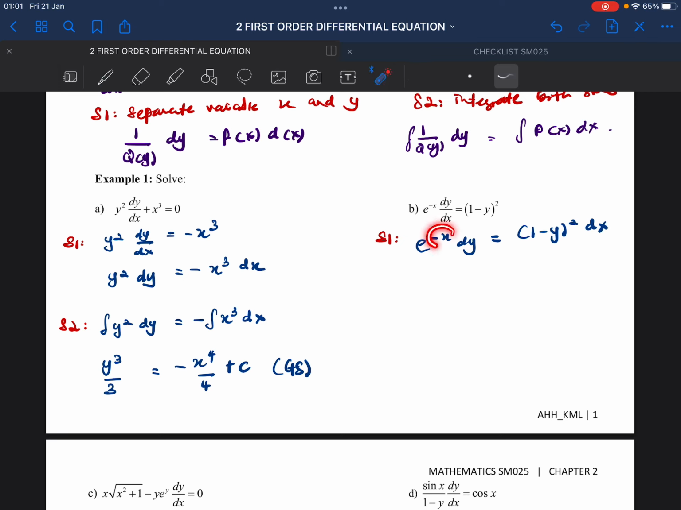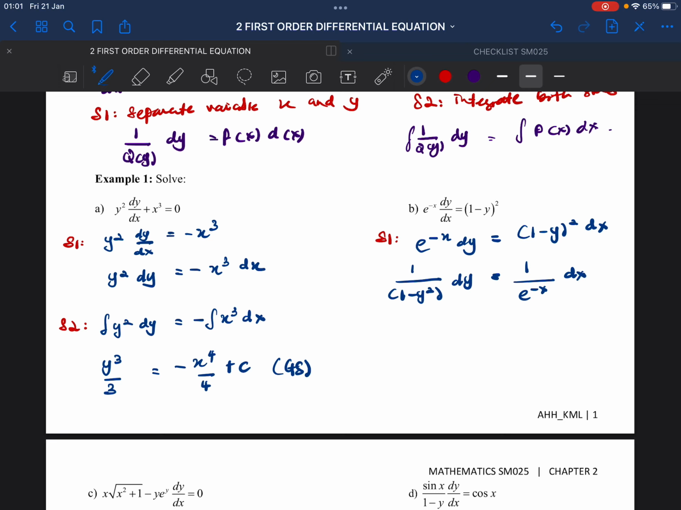But here is x, here is y, here is y, here is x. So belum separatekan lagi. So what we need to do, y kena ke kiri, x kena ke kanan. That means here, this one we want to move here. That means bahagi, 1 over 1 minus y square dy equals to this one, pindah sini akan jadi 1 over exponent negative x. 1 over exponent negative x dx.